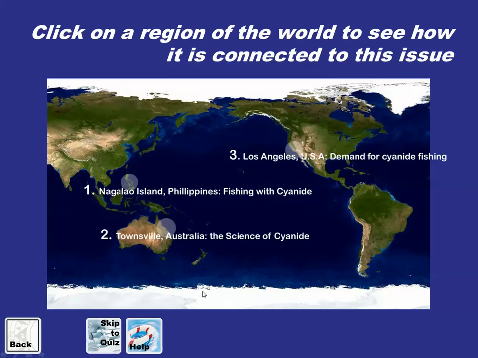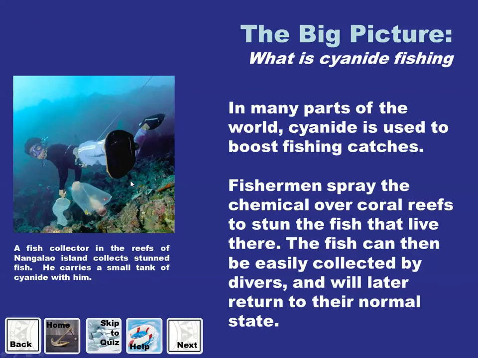Then you go to this next section, and this is actually kind of a menu of where you can go. And the user, such as myself, can go to any one. So if we want to go to Los Angeles first, we can click on there. If we want to go to Townsville, Australia to see about the science of cyanide, we would go there. And Nagalo Island in the Philippines, you just go there. So let's go there because that's where the cyanide fishing happens. And here's the big picture.